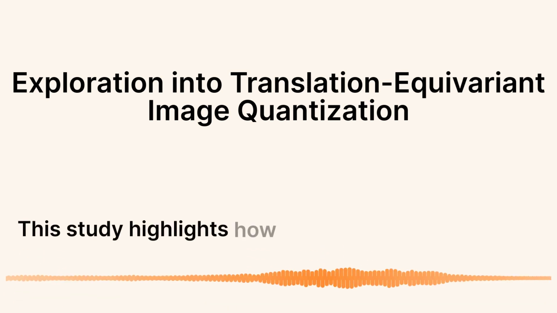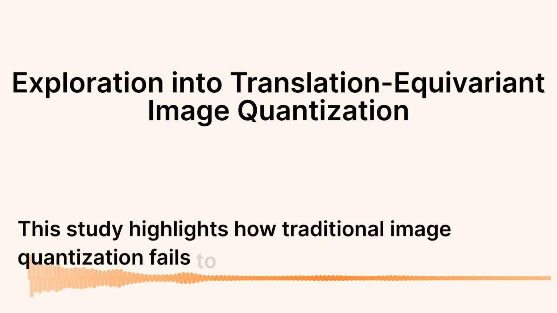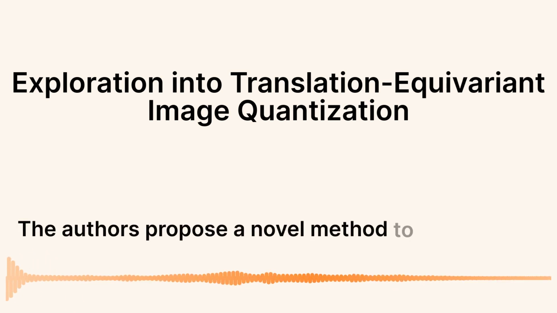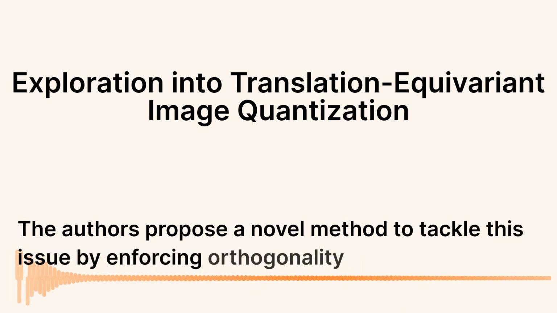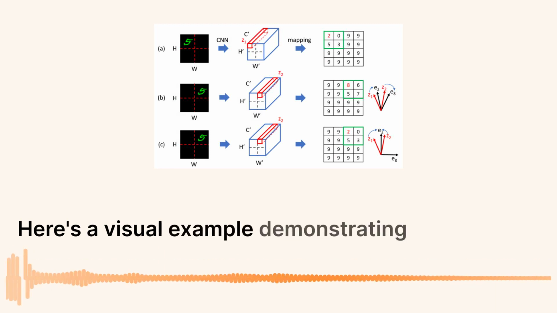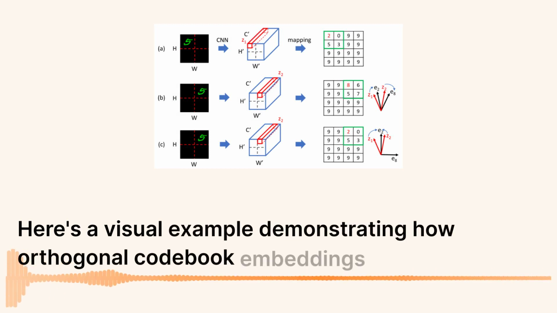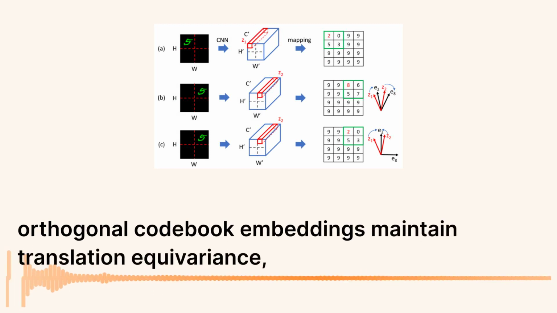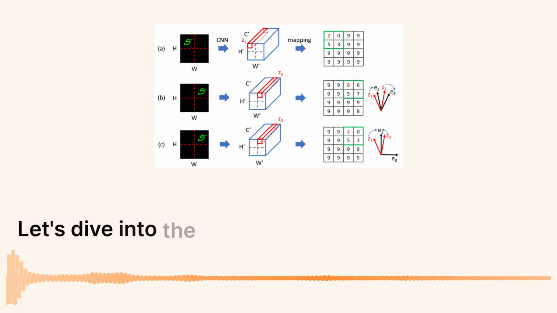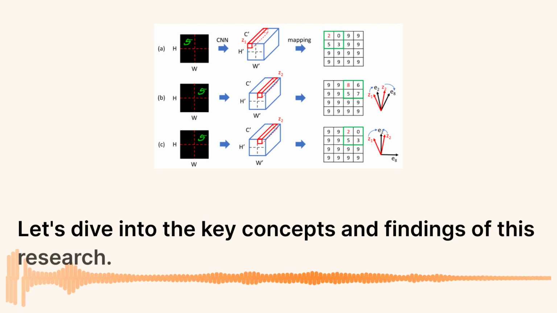This study highlights how traditional image quantization fails to maintain translation equivariance due to aliasing. The authors propose a novel method to tackle this issue by enforcing orthogonality among the codebook embeddings. Here's a visual example demonstrating how orthogonal codebook embeddings maintain translation equivariance, unlike traditional methods. Let's dive into the key concepts and findings of this research.